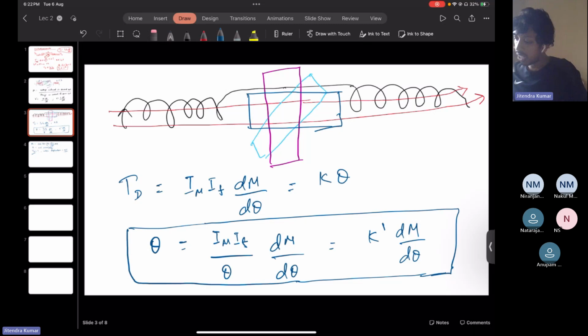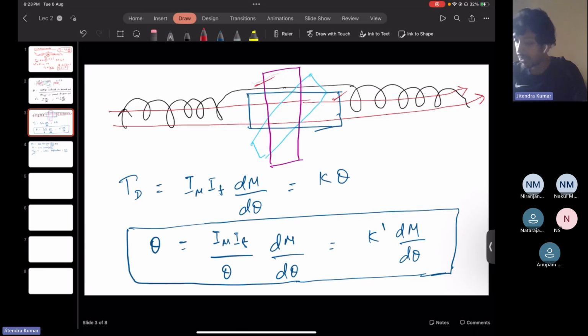So see, we were certain that deflecting torque is directly proportional to moving coil current and field current, right? And dM by d theta is coming into the picture because when the moving coil is in this purple position, then the linkage will be maximum. You agree? And at that time, torque will be maximum because torque is dependent on position along with both the currents. And when the moving coil is in this blue position, then the linkage will be minimum, right? And torque will be zero. Ideally, torque should be zero at that position.